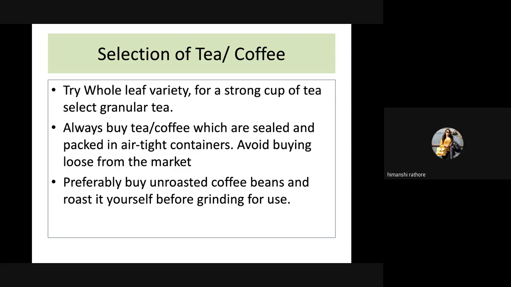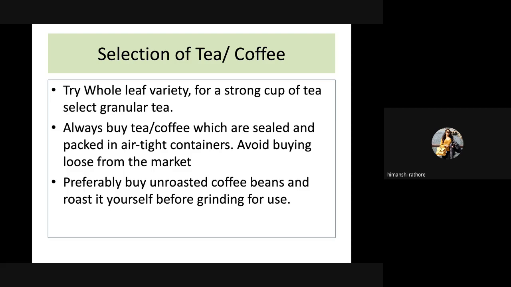Preferably buy unroasted coffee beans and roast them yourself before grinding for use. Because if you are buying roasted ones, they might get moisture and they will not give you that crispness, that freshness which is required in coffee. So always try to buy the unroasted beans. And for tea also, if you need stronger tea, then try to pick up the whole leaf variety.